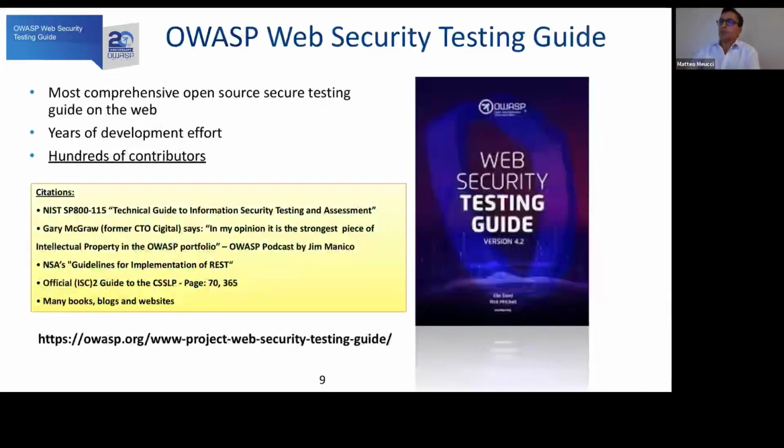So today, we have the Web Security Testing Guide version 4.2, and it is the most comprehensive open source security testing guide on the web. It comes after years of development effort, and we had hundreds of contributors. Here you can see some citations from Denise, Gary McGraw, etc. You can use the URL and go to download the PDF or go on the GitHub to improve the project. So the project is something live that continuously is improving.